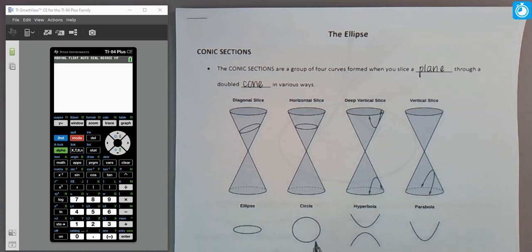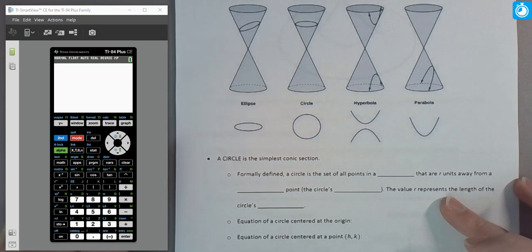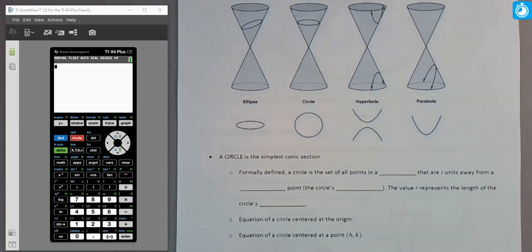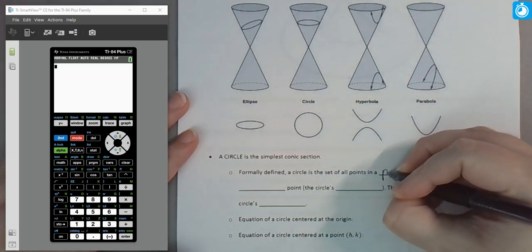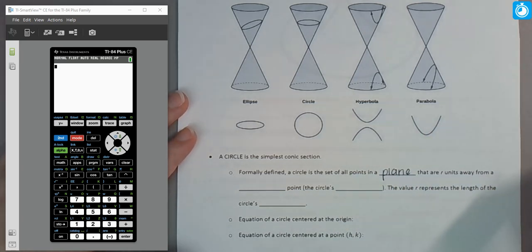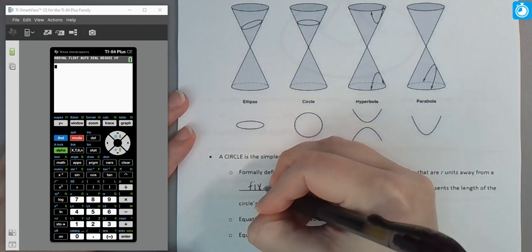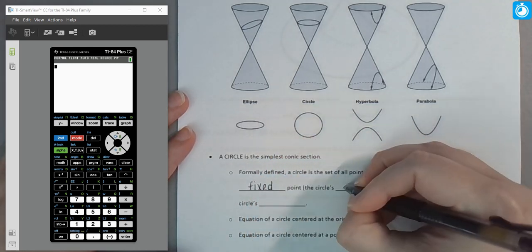We'll talk briefly about circles, and then in the next two videos, we're going to talk about the hyperbola and the parabola. So let's just start with a circle, since that's what we're familiar with. We'll formalize a little bit, and then we'll focus on the ellipse. Formally defined, a circle is the set of all points in a plane that are r units away from a fixed point, what we think of as the circle's center.